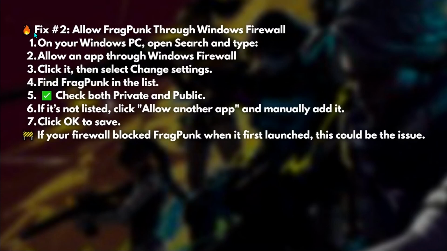Next, make sure Windows Firewall isn't blocking the game. On your PC, search for Allow an app through Windows Firewall and open that setting. Click Change Settings, scroll through the list and look for FragPunk. Make sure both the private and public boxes are checked. If the game isn't listed, click Allow another app and add it manually. Sometimes when the game launches for the first time, it doesn't get the right permissions, and that alone can stop the login process.